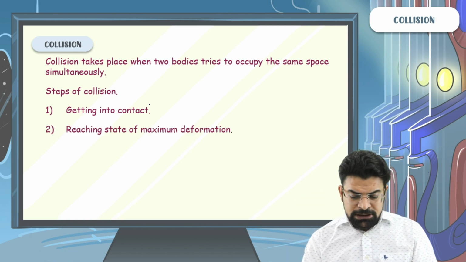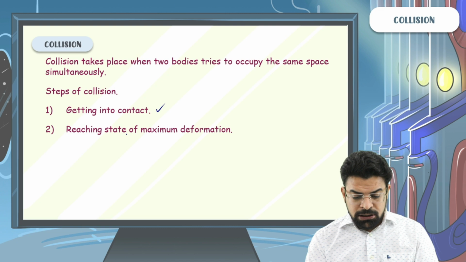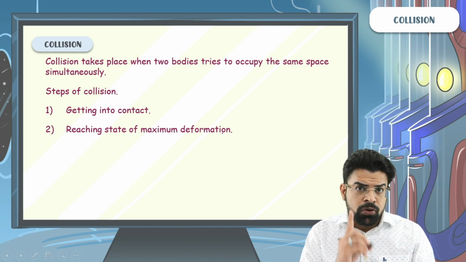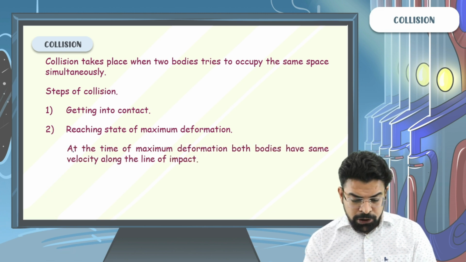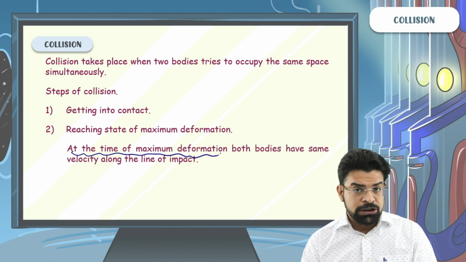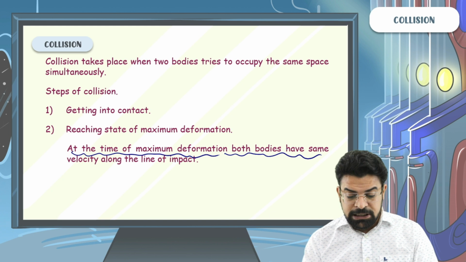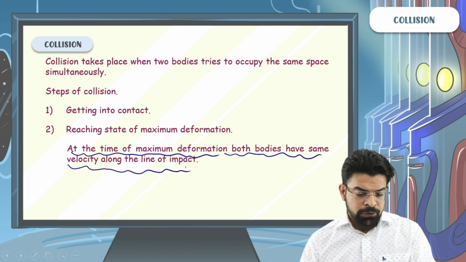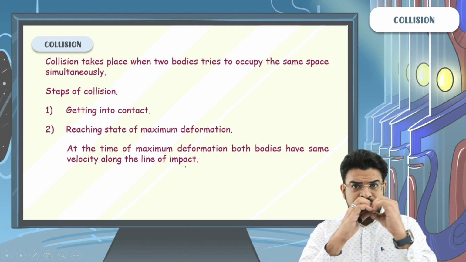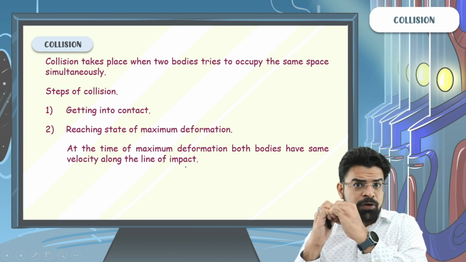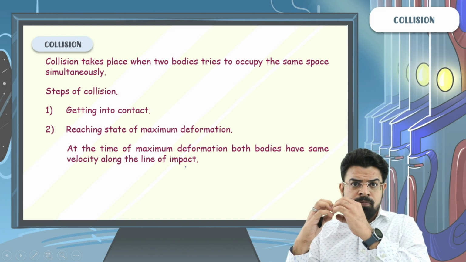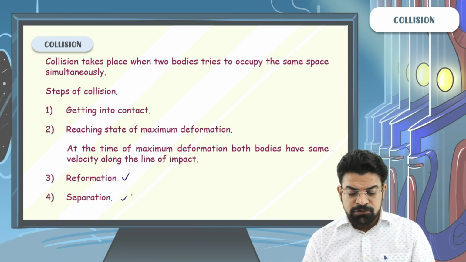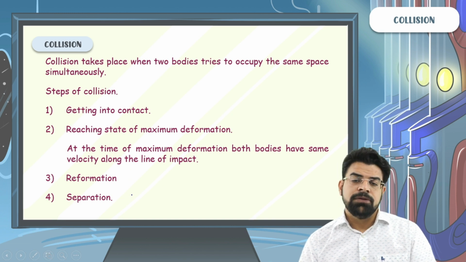So, first is getting into contact, second is reaching the state of maximum deformation. And you should know this about maximum deformation: both the bodies have the same velocity along the line of impact. This is an important thing. Once the bodies have reached the state of maximum deformation, then the bodies reform and then the bodies separate. So these are the four steps which I say exist in collision.